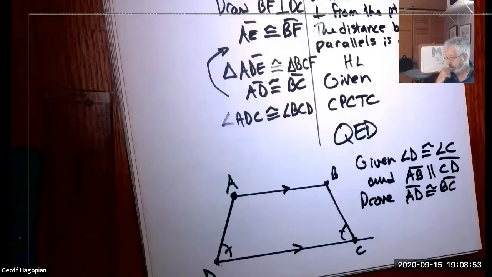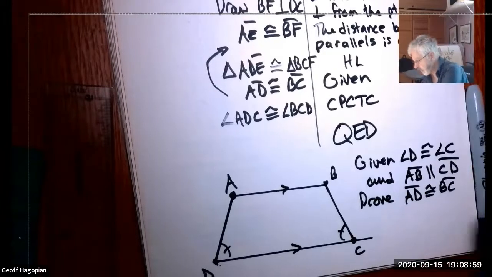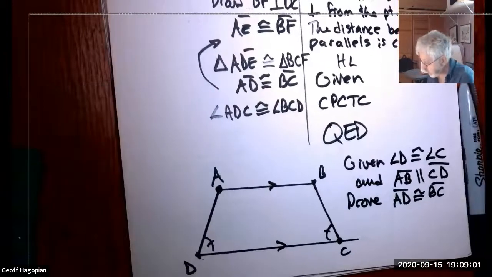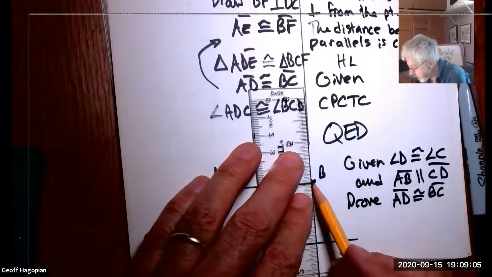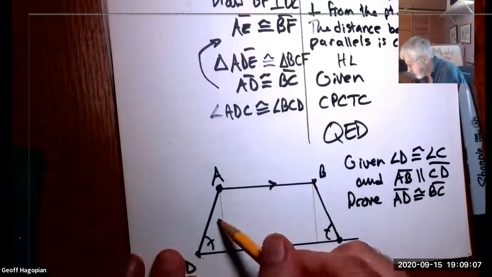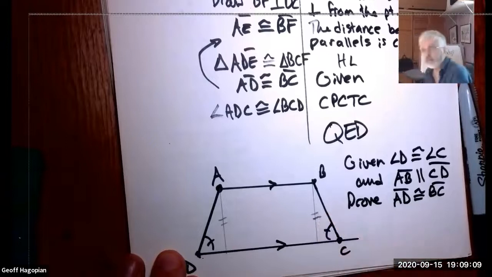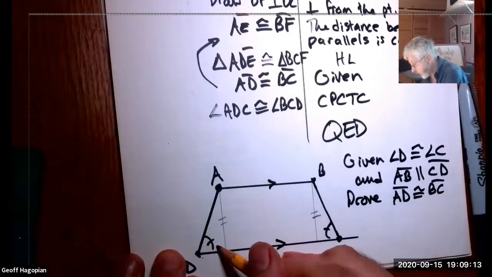And if we were to drop the perpendiculars, would that work again here? Let me sort of pencil that in, right? So if I drop a perpendicular here and another perpendicular here, then this would be congruent to that. And this would be a right angle here.